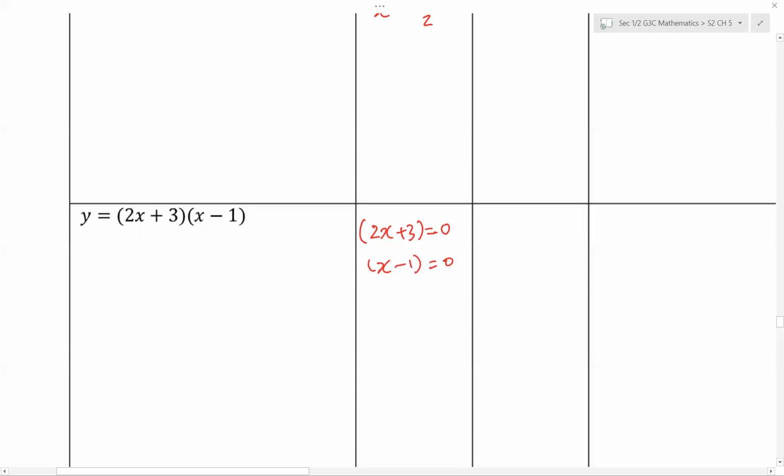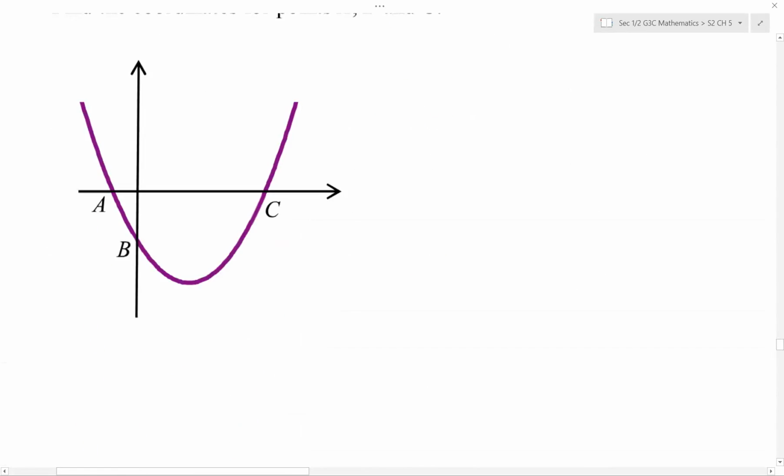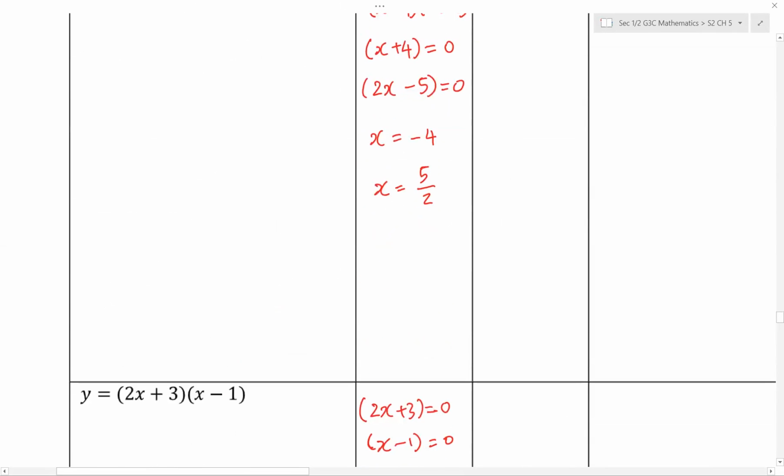So for the first case, we end up with x equals -3/2. Second case, x equals 1. So I know my graph is going to cut the x-axis at 1 and -3/2. Okay, so these were the examples.